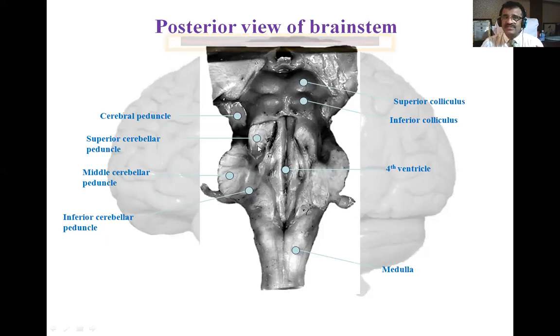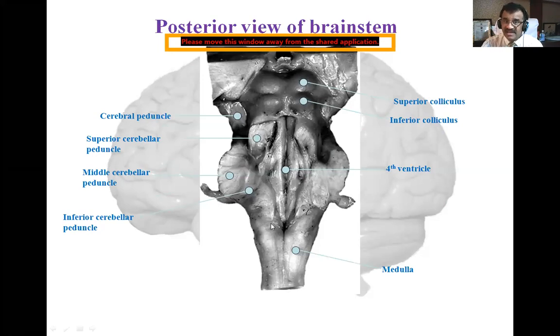You can see the superior cerebellar peduncle which is attached to the midbrain from cerebellum. Then also you can see the middle cerebellar peduncle and inferior cerebellar peduncle. The cerebellar peduncles are 3 of them, and they are attached to the 3 parts of brainstem: superior to the midbrain, middle to the pons, and inferior to the medulla oblongata.